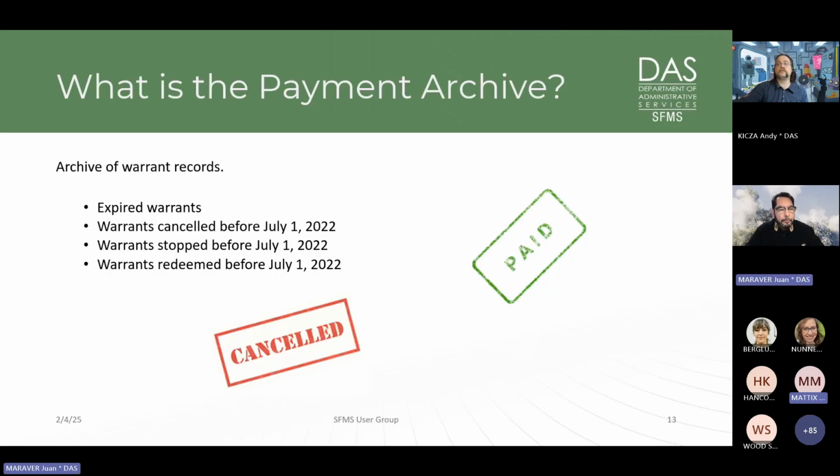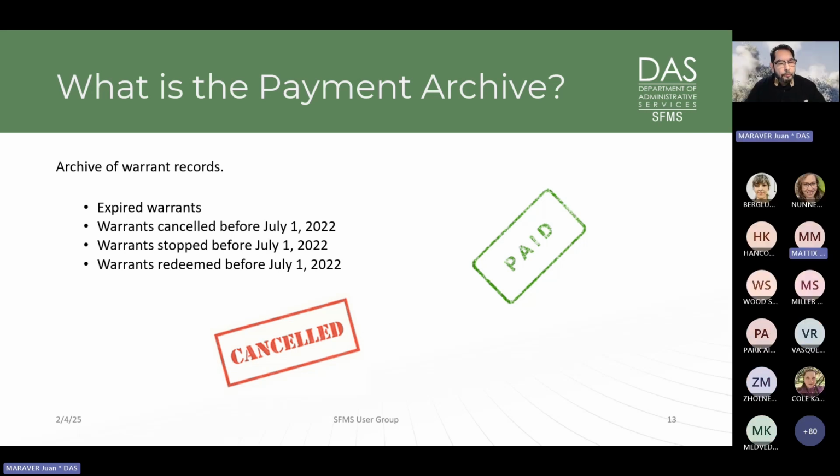So the purpose of the payment archive is to remove records within the payment control and payment cancel table that meet the archive criteria. The archive of warrant records this year include the expired warrants, warrants canceled, stopped, and redeemed. Those will be before July 2022.